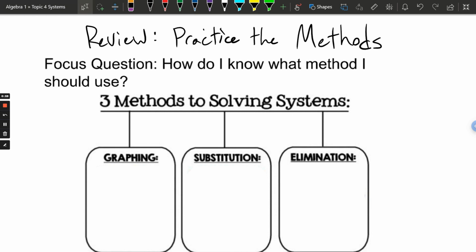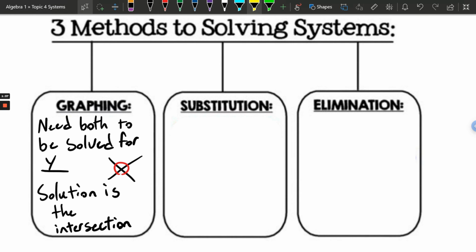So really quick, and pause the video whenever you need to take notes here. Let's see. What are the three ways to solving systems? Okay, so we've already gone over a few of these, so let's start with graphing. The one thing about solving by graphing is that both of the equations need to be solved for y.